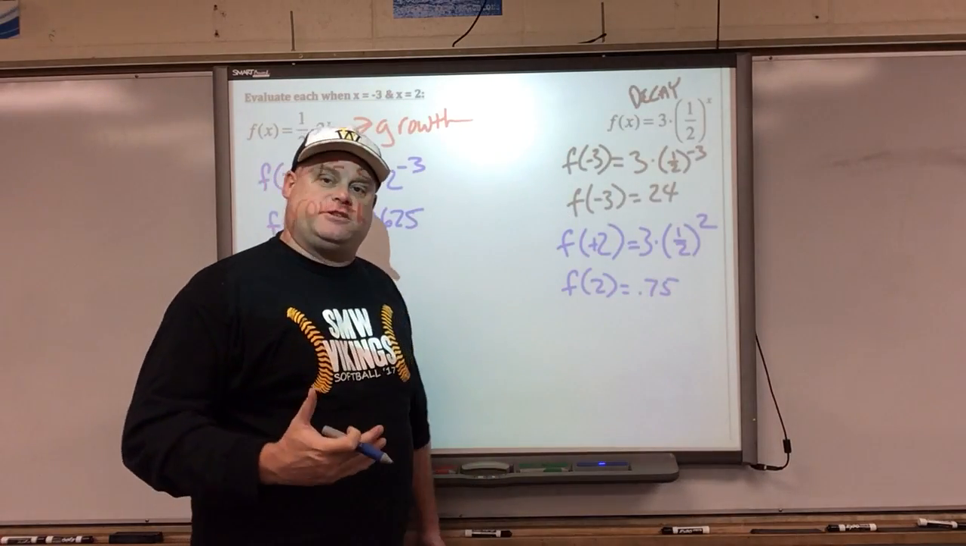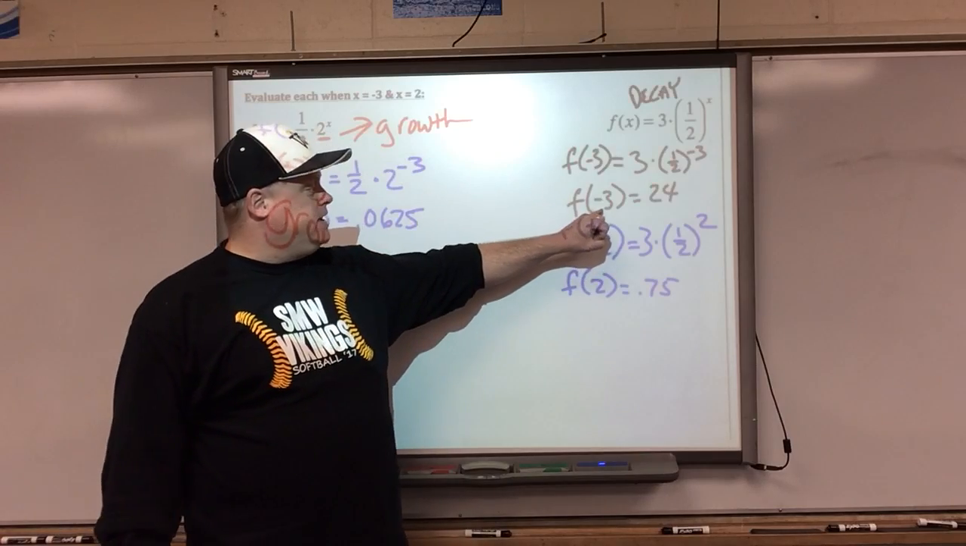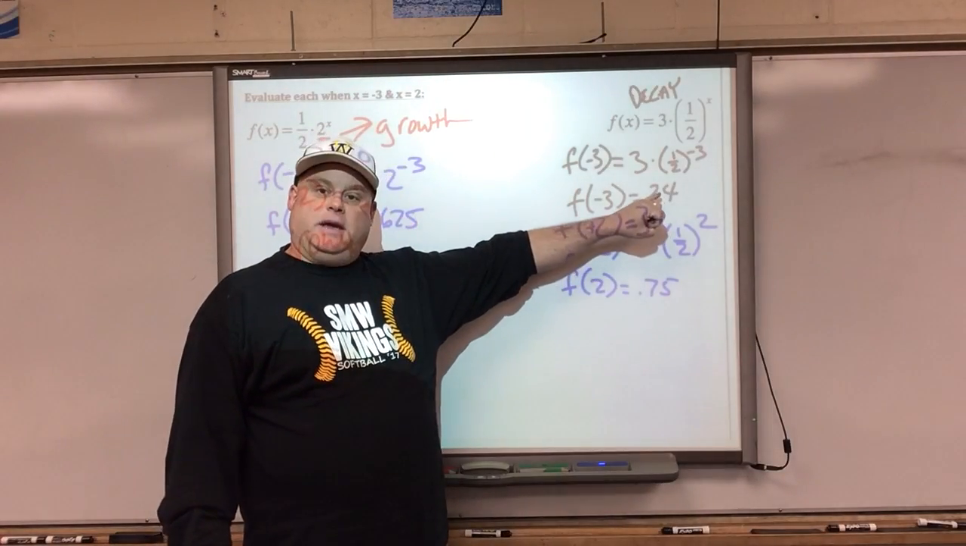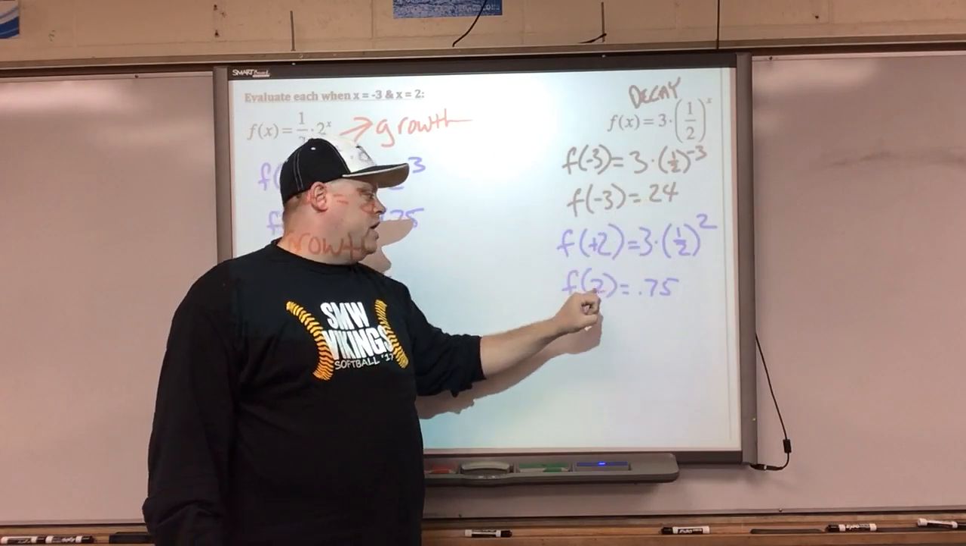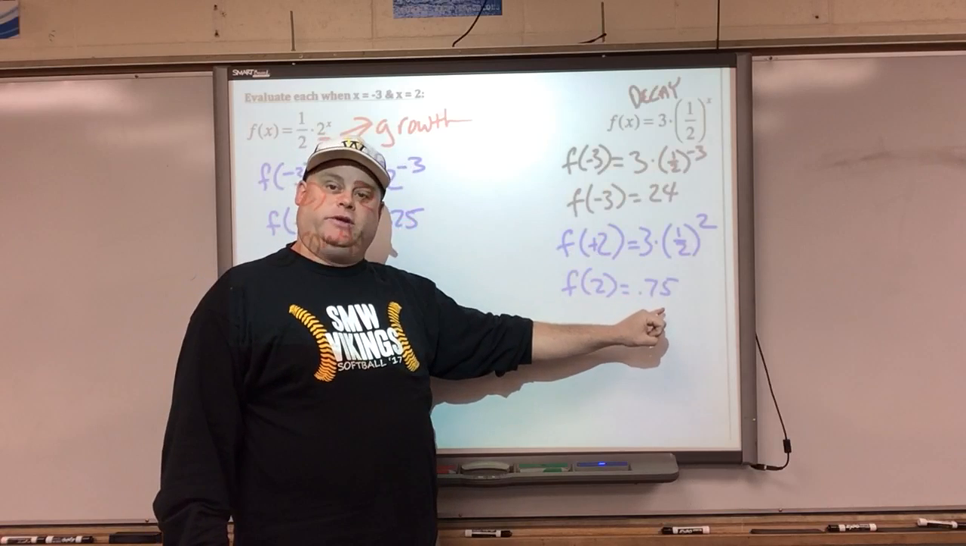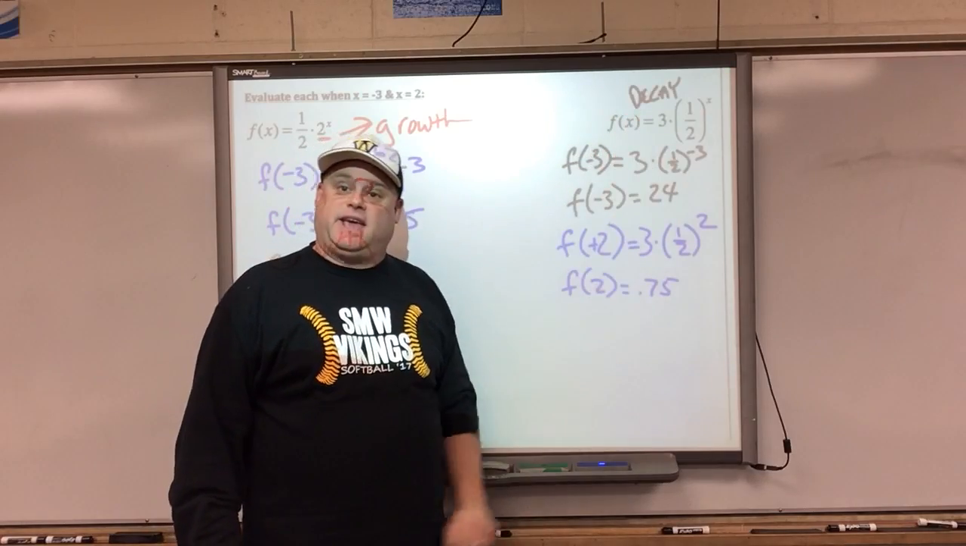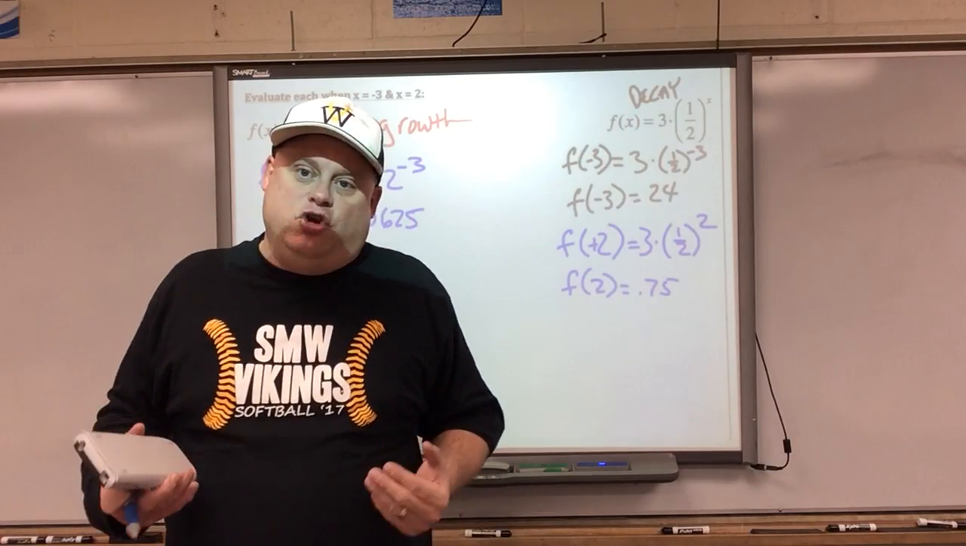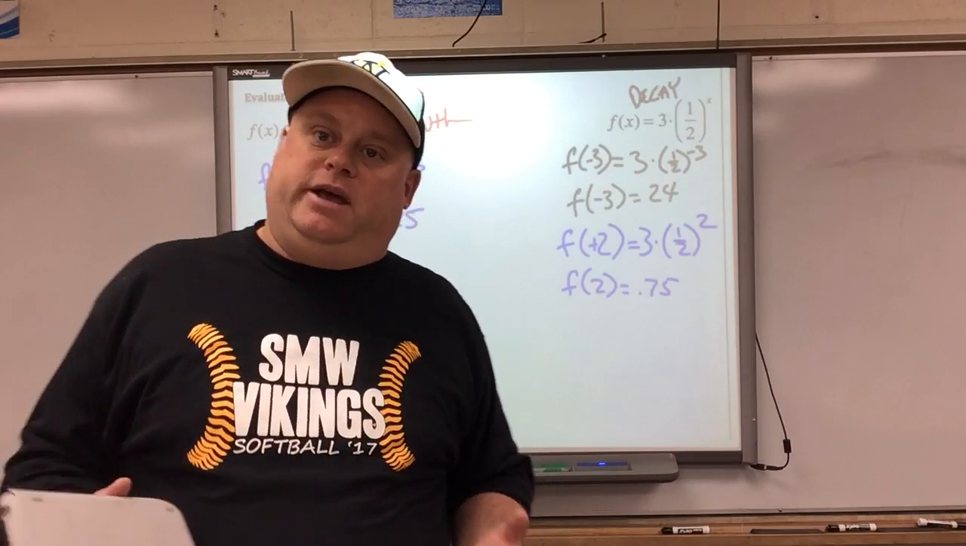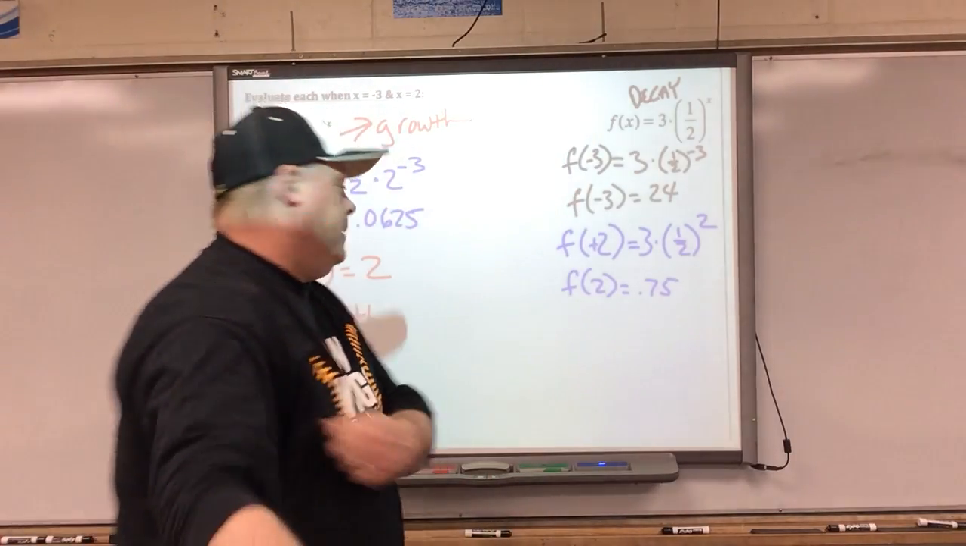Well, did I get bigger or smaller? Well, when x was -3, it came out to be 24. When x is +2, it came out to be 0.75. It got smaller, which means it is decay. So we've done it right. We knew when we looked at it to begin with that it was decay. All right.